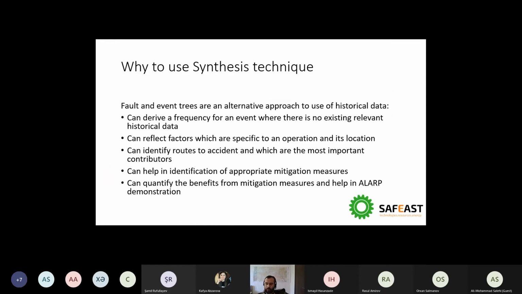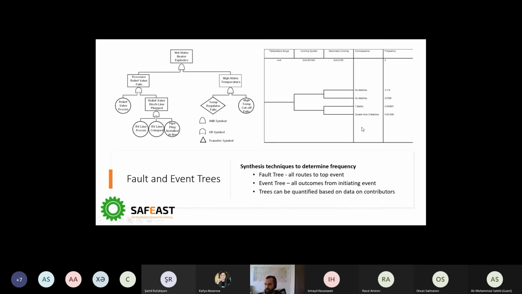And you can also quantify the benefits from mitigation measures, and it helps in certain countries, as I mentioned earlier, where you need to demonstrate that your risks are ALARP, as low as reasonably practicable. So with quantification, you can show that, for example, this case is less frequent, so it's fine. You don't have to worry about this. Let's focus on the other one.